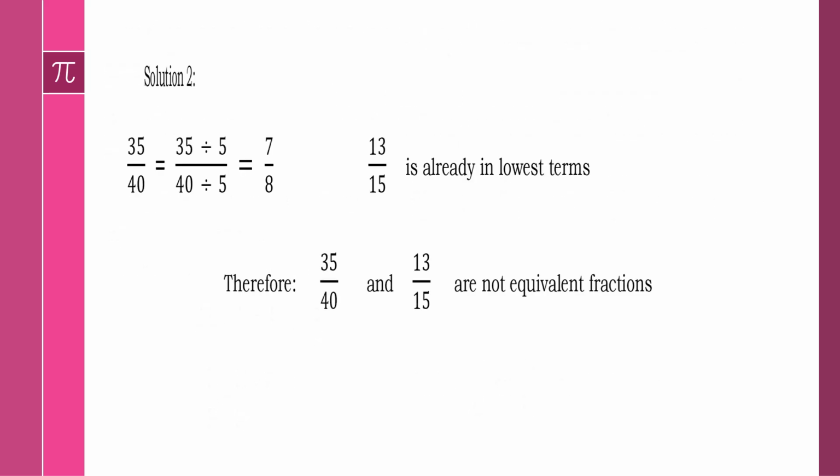Okay. So what about the second? The 13 over 40. So the GCF is 5. So 13 divided by 5 is 8. 40 divided by 5 is 18. So since 13/15 is already in the lowest term, we could say that 13/40 and 13/15 are not equivalent fractions.